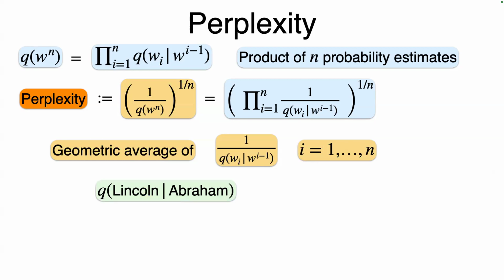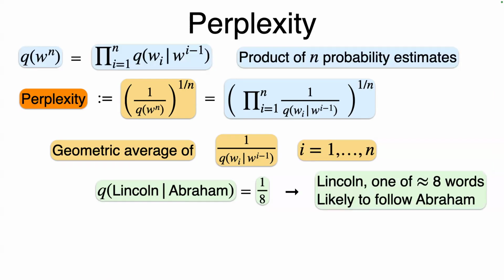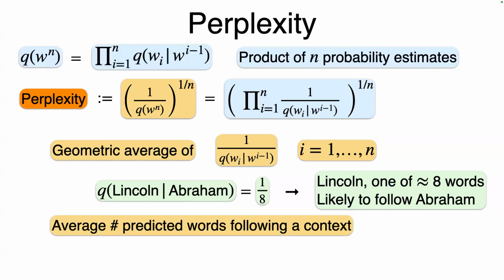So, for example, if we see the word Abraham, and then we look at the following word being Lincoln, maybe Q will tell us that the probability of Lincoln following Abraham is 1 over 8. And what's the meaning of that? That means that it thinks that Lincoln is one of 8 possible, equally likely words that can follow Abraham. Okay, so Lincoln is one of roughly 8 words that are likely to follow Abraham. Okay, and so the perplexity is just like the geometric average.